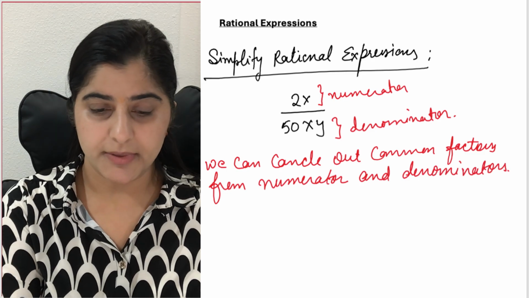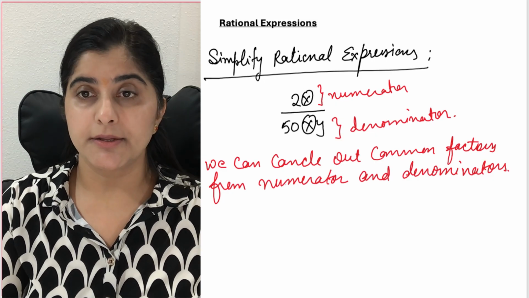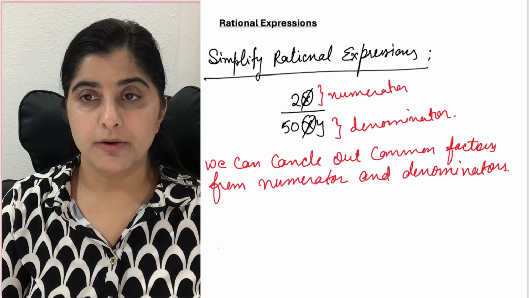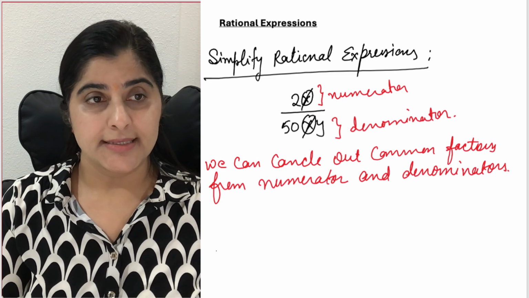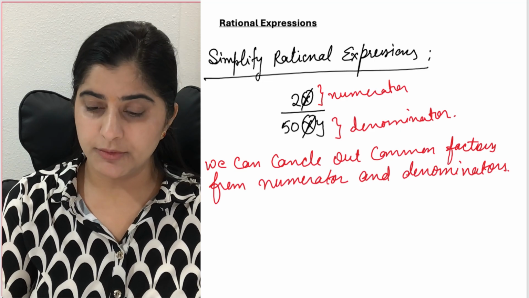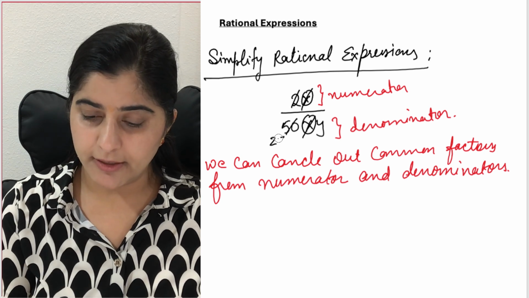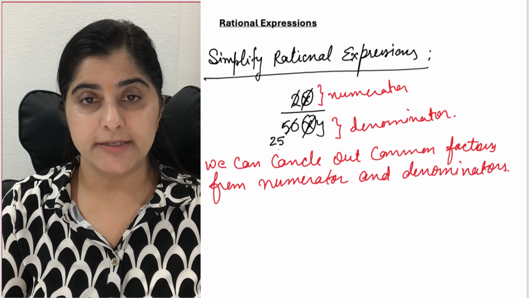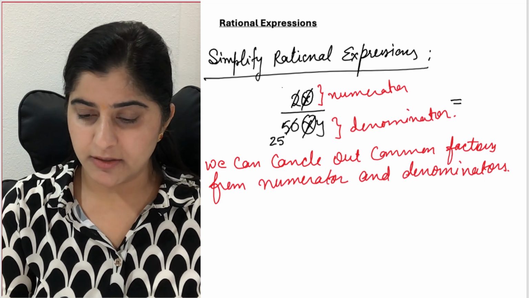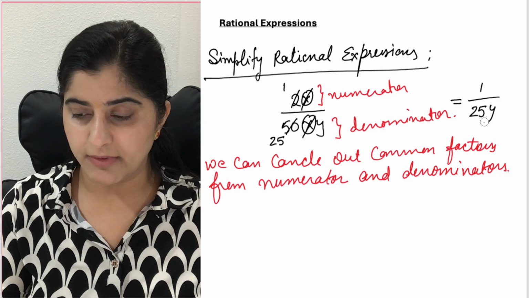So here, in this example, this x is the same as this x in the denominator. So we can cancel one copy of x from both the numerator and denominator. Secondly, 2 and 50. 50 also has a factor 2. So we can cancel out one factor 2 from both the numerator and denominator, and we are left with 25 in the denominator. So this expression is the same as, now we have only 1 left in the numerator, and in the denominator we have 25y.